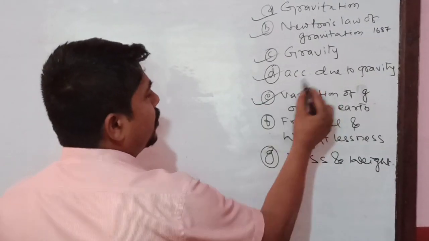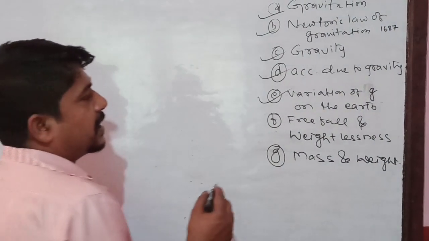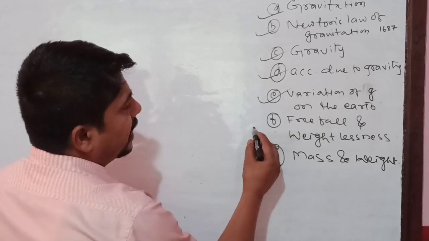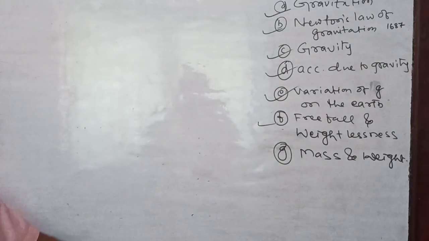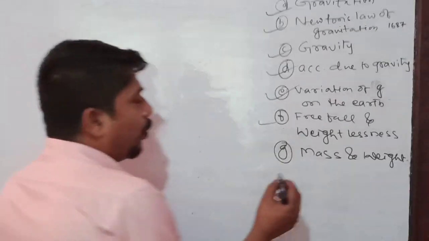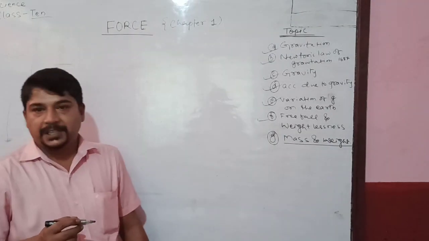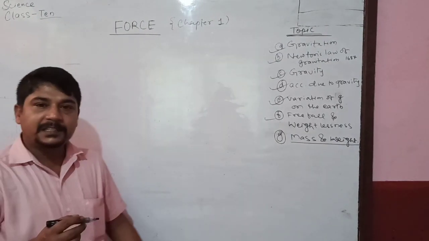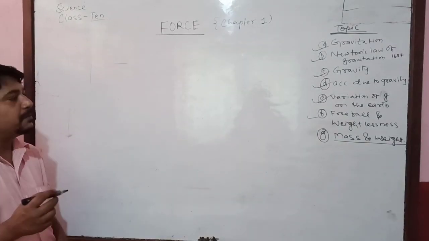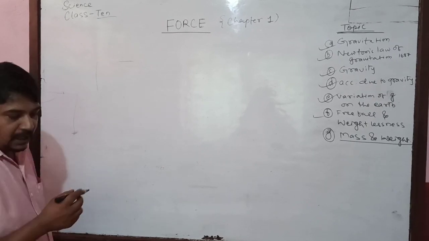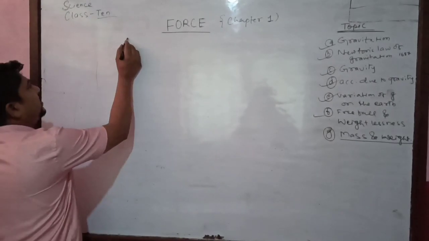Again, then we will have to go to variation of g on the earth. g denotes acceleration due to gravity. Next, we will be knowing about what is free fall and what is weightlessness. Then finally we will also be recalling mass and weight. This mass and weight, though we have taken in class 8, class 9, we will just recall what is mass and weight in class 10. So we'll start with the first topic, that is gravitation.